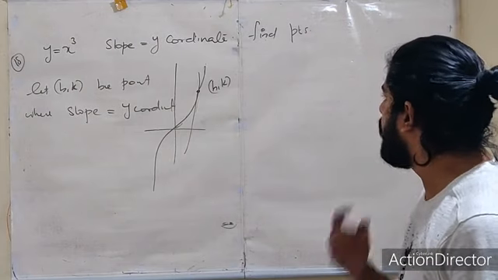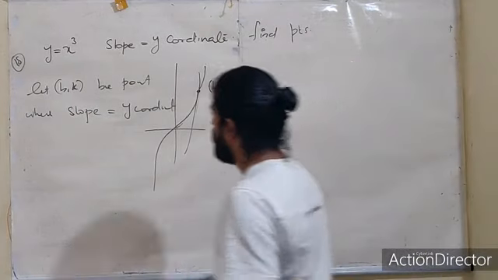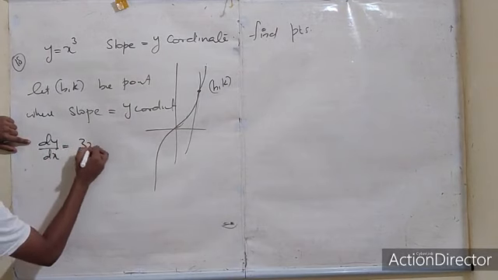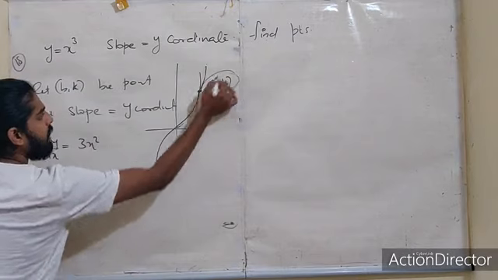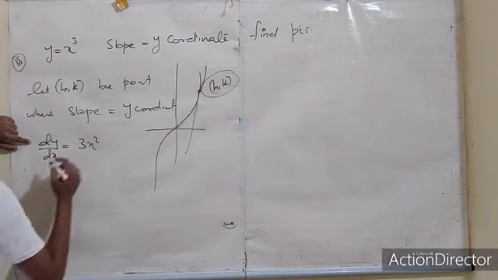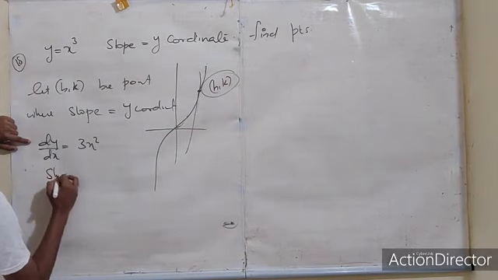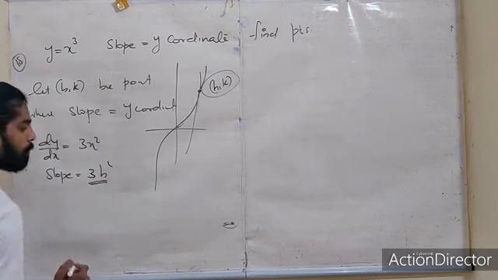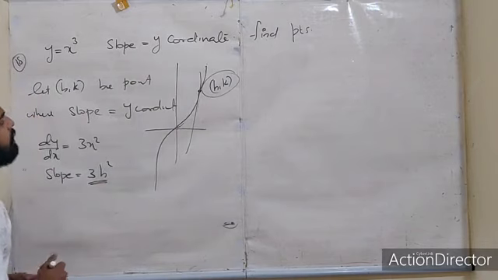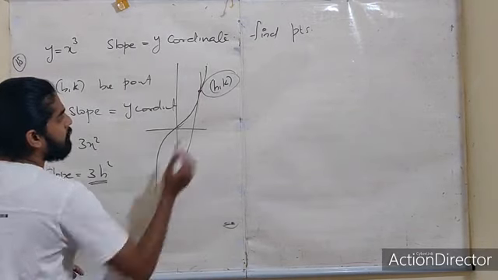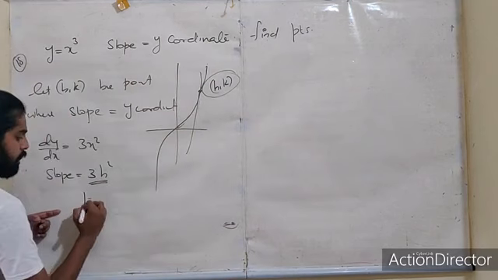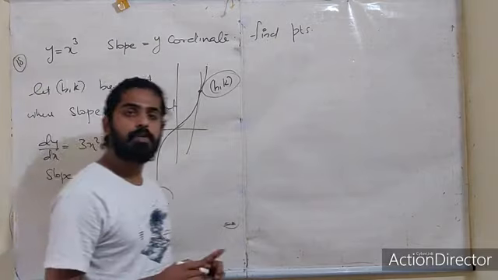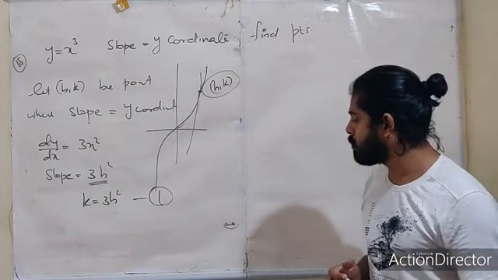So we can find the slope by differentiating it. So dy by dx equal to 3x square. Since we have considered this as the point, let us substitute h comma k. We will find the slope. So slope is equal to 3 into x square, means 3 into h square. So this is the slope. And it is provided that slope is equal to y coordinate. Since y coordinate is k, let us equate it: k is equal to 3h square. Let this be equation number 1.